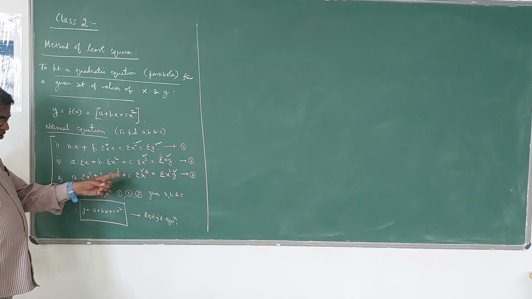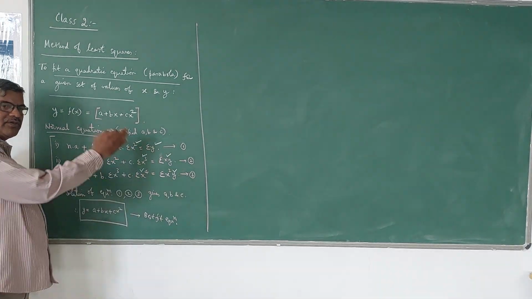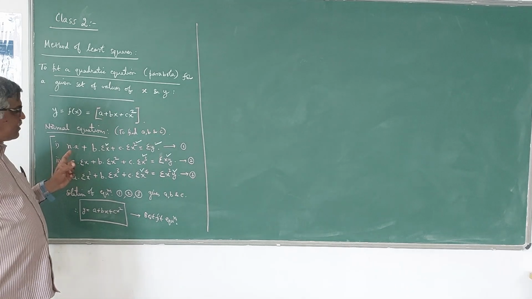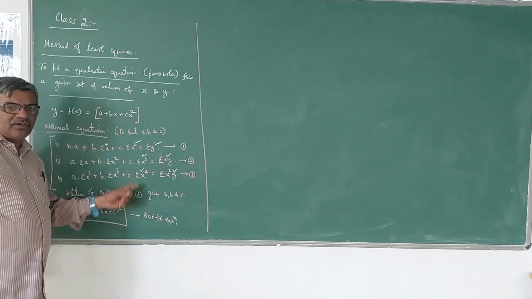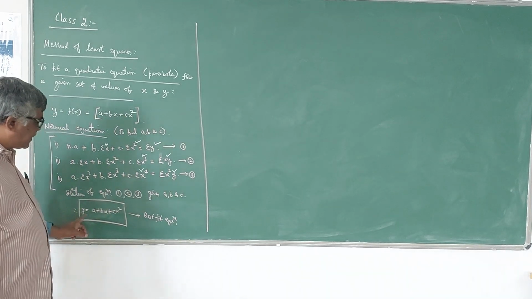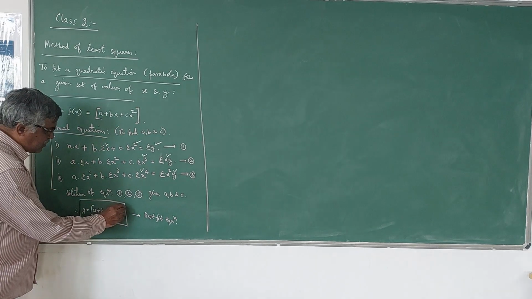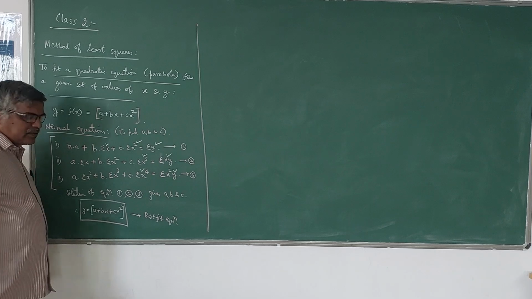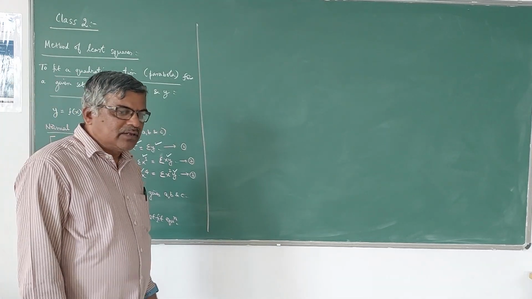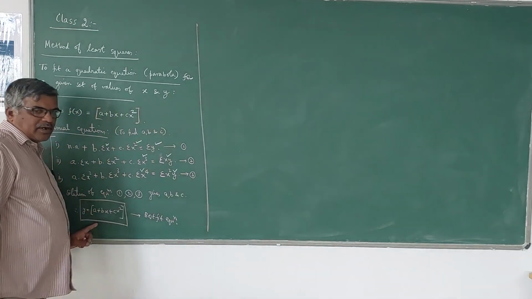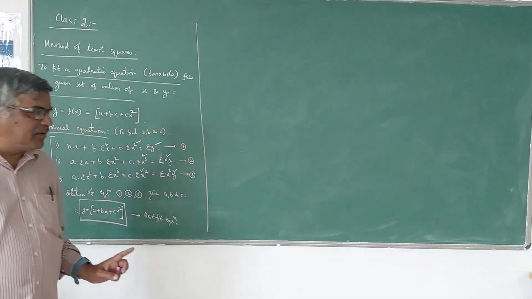Once you get those summation values, substitute them in these three equations. These three equations will have only three unknowns a, b and c. By solving these three equations, you can get a, b and c, and thereby you can write the equation y is equal to a plus bx plus cx square. You know that this quadratic equation represents a parabola.